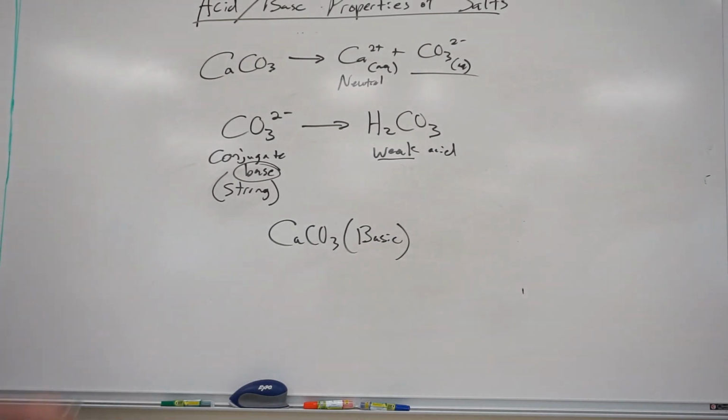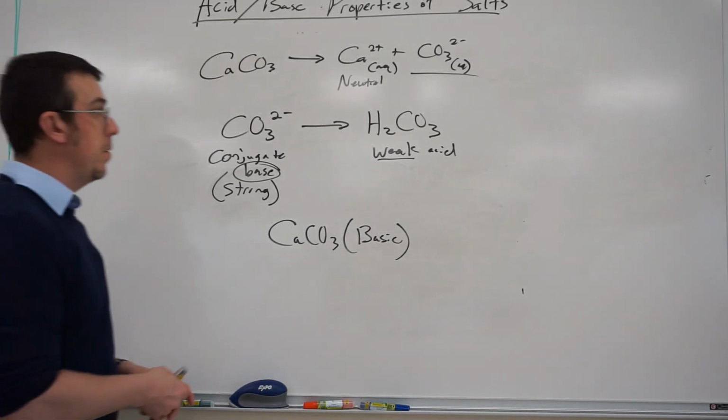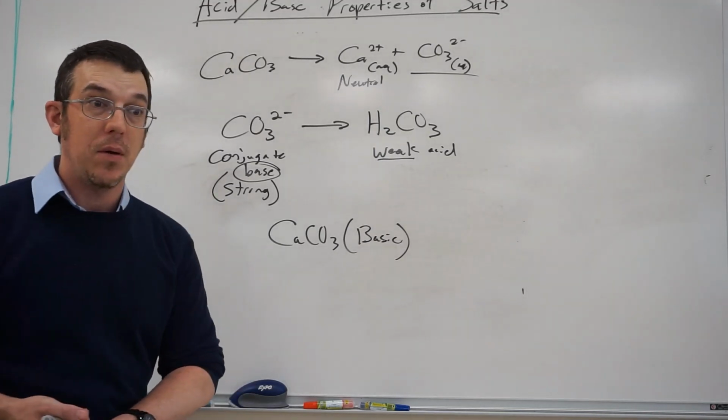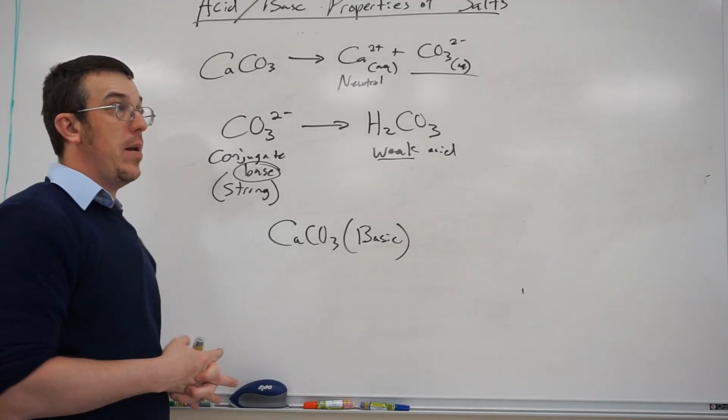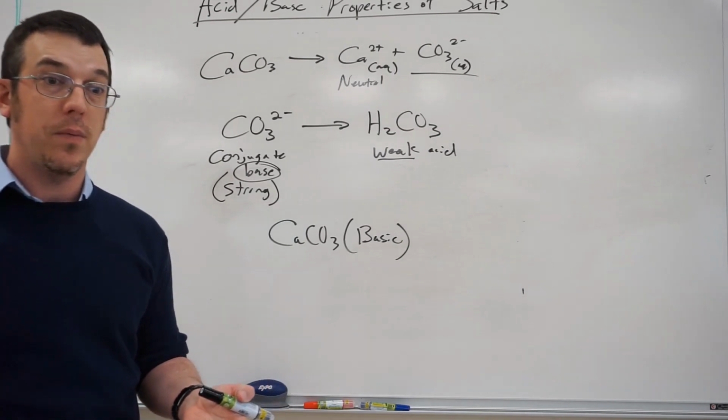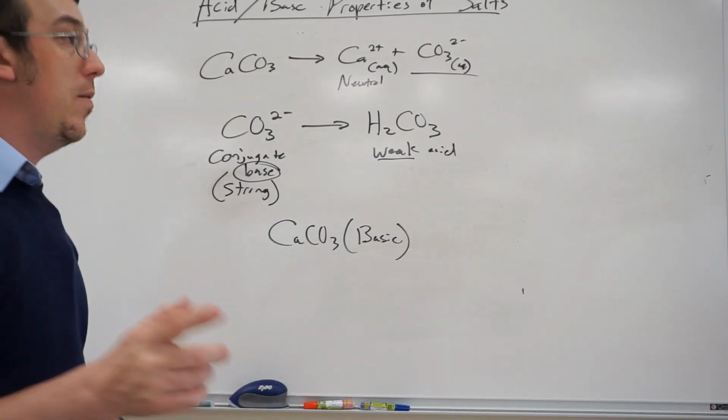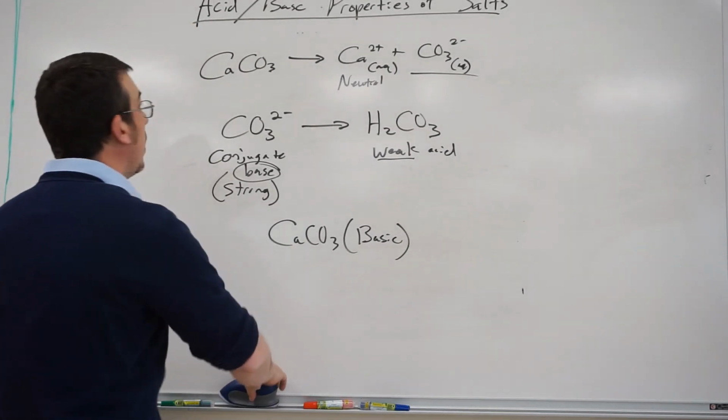Now, these are just a couple examples of an anion. Now, let's talk about if we have a cation. There are not many examples that we work with for cations, but there's one specifically, one polyatomic ion that is a cation.